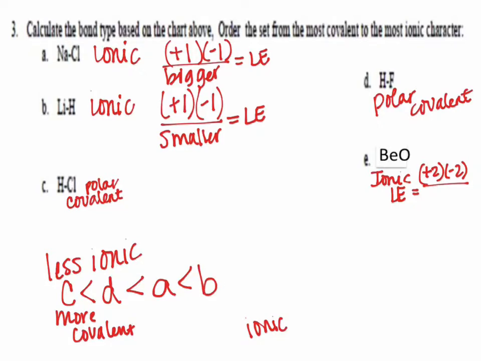And then if we look at BeO, we see that Be and O have a smaller radius than NaCl, but they have a larger charge. So it would be our last one. It would be our most ionic.